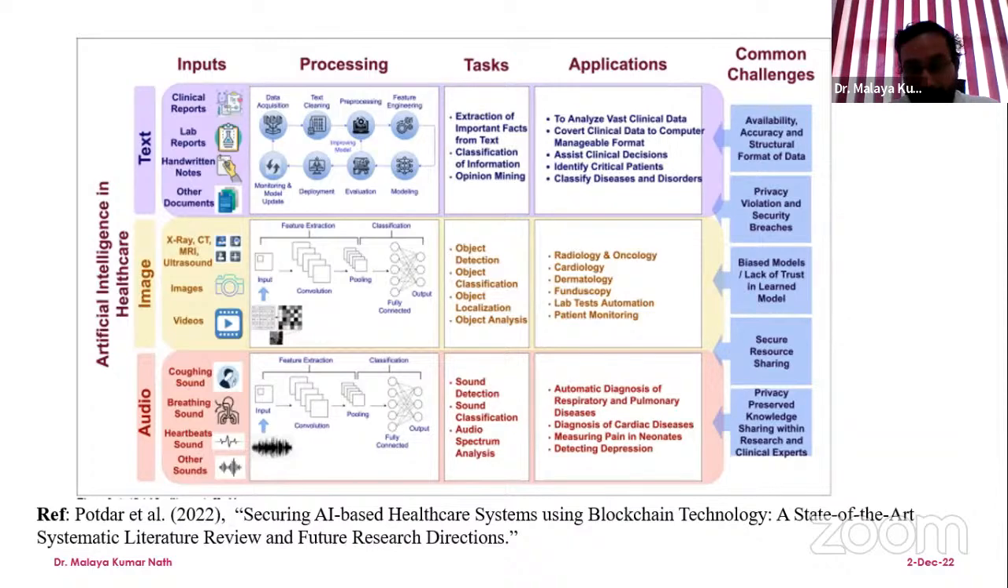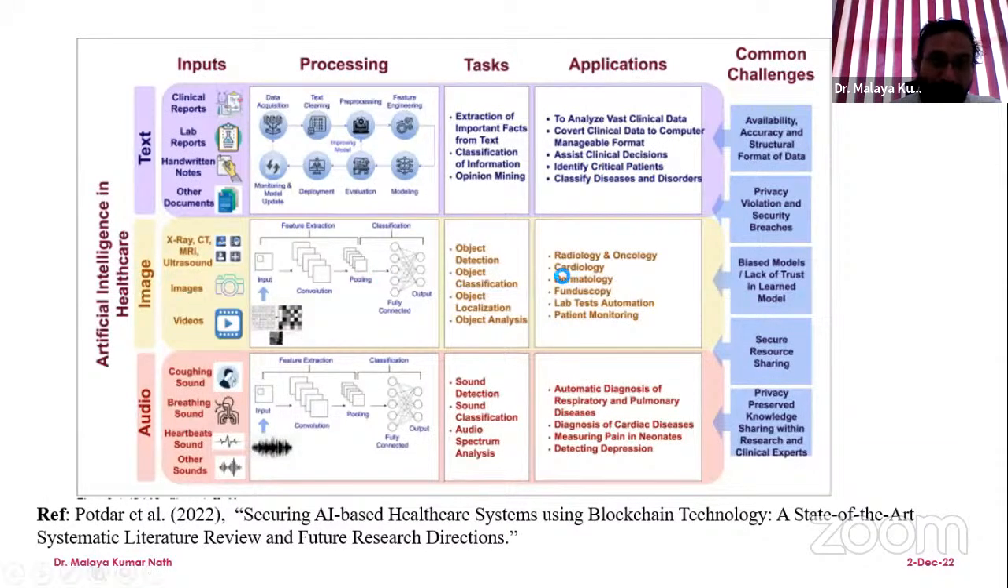Next, coming to the application point of view. If we look into text, to analyze vast clinical data and convert it into a computer manageable format, basically NLP, that is natural language processing, performs this task. When this text data is converted to a computer manageable format, it can be easily used by an AI system or a decision making system, such that the patient can get suggestions about medications as well as medicines. We can identify the critical conditions of the patient. We can identify the diseases.